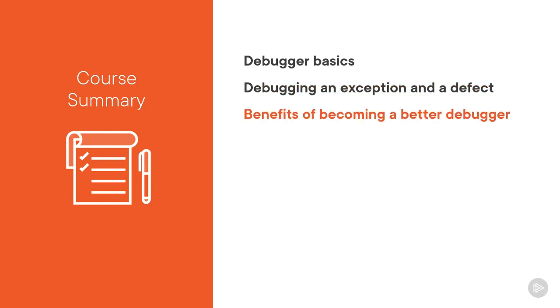You learned some of the benefits of becoming a better debugger, like learning the types of mistakes that you make and how you solve problems. Then you learned about some of the typical traps in debugging, and also an effective approach you can follow when debugging, based on the scientific method.